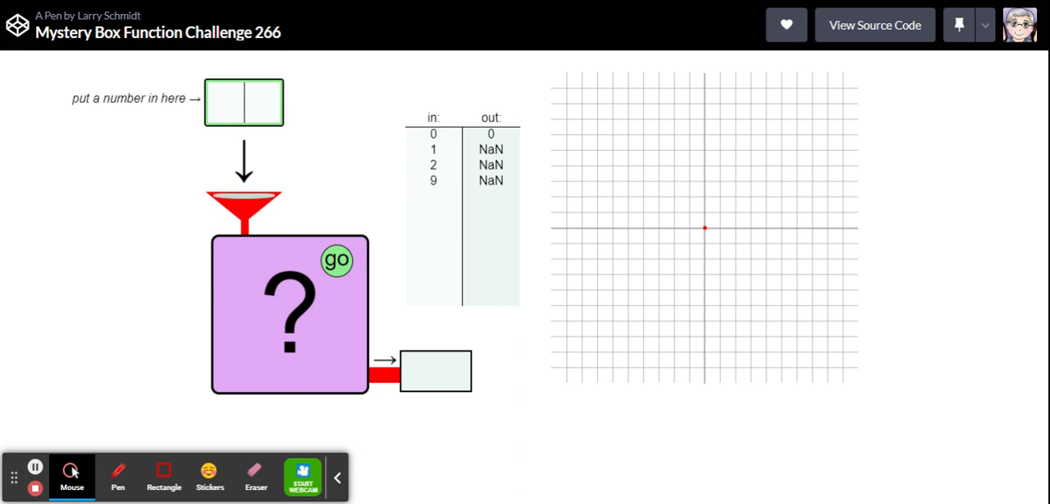I'm going to go out further. Okay, so it looks like the positive numbers aren't working with this. Let's try some negative numbers. Aha. So -1 gives us -2. So if this is a square root function, it looks like it's been reflected both over the x-axis and the y-axis.